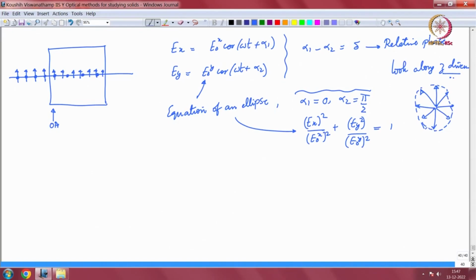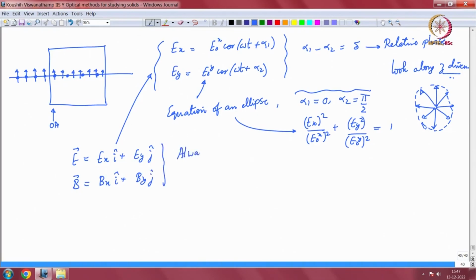okay. And of course remember we are only talking about the electric field, there is also corresponding magnetic field. So your actual electric field is your Ex i hat plus Ey j hat, and the magnetic field is correspondingly Bx i hat plus By j hat, and of course you always have E bar and B bar perpendicular. So you will have a corresponding Bx and By, right, but just keep that in mind.